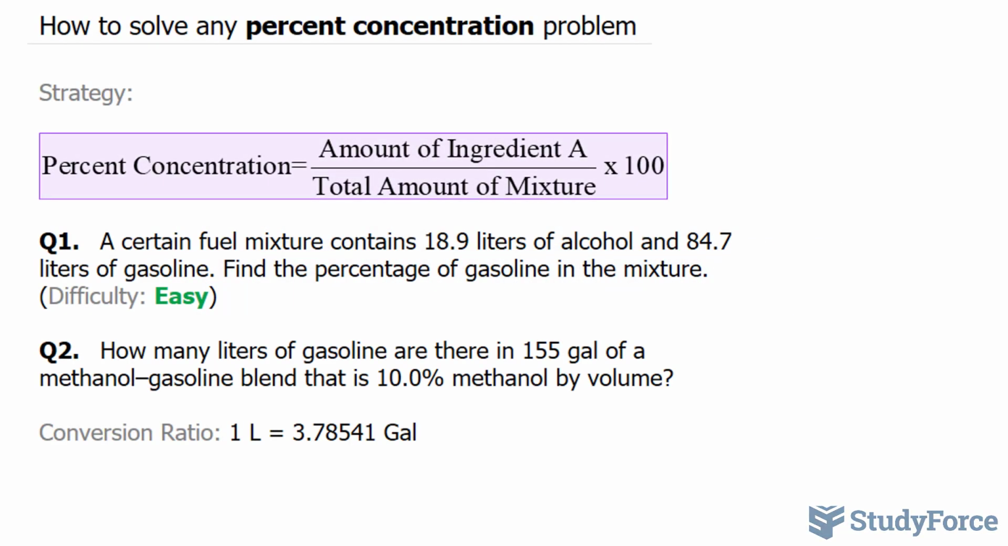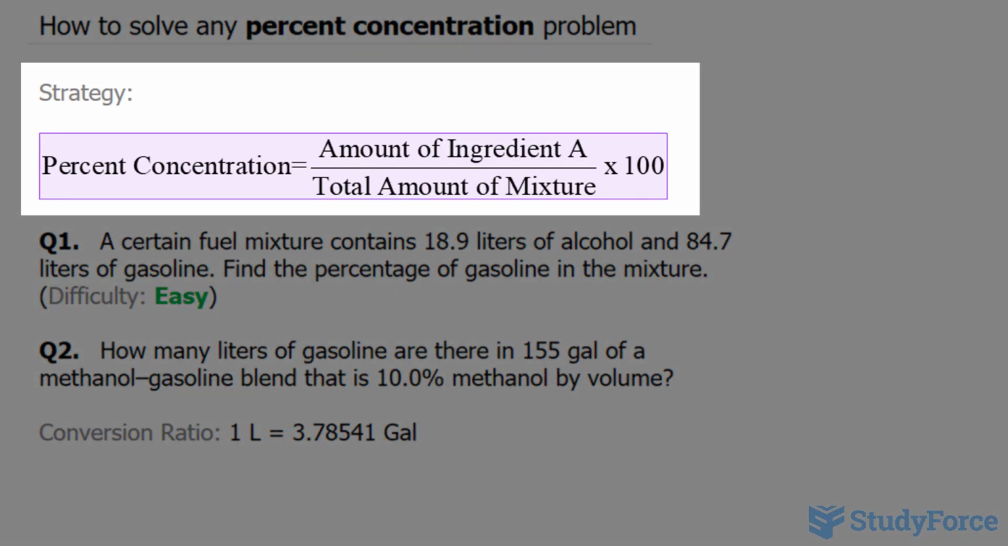In this video, I'll show you two examples on how to solve any percent concentration problem. To solve percent concentration problems, you'll need to know this formula, where percent concentration is equal to the amount of ingredient A over the total amount of mixture times 100.